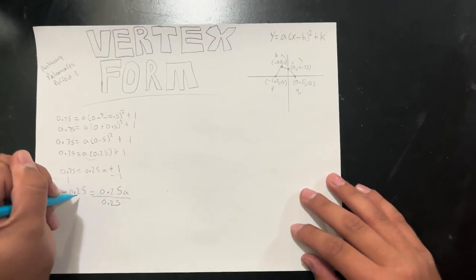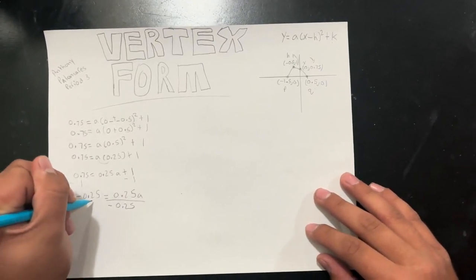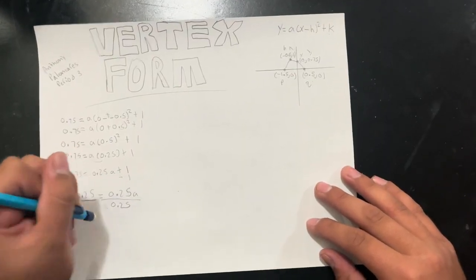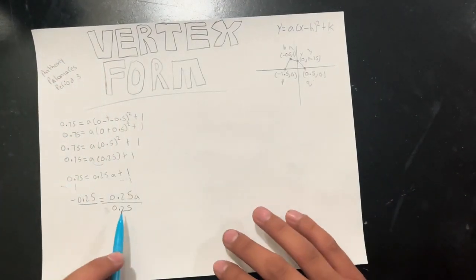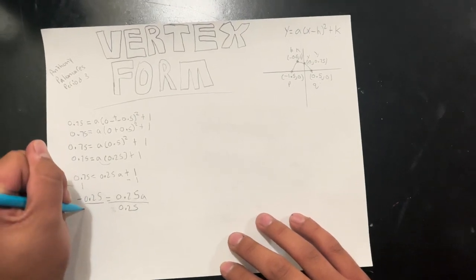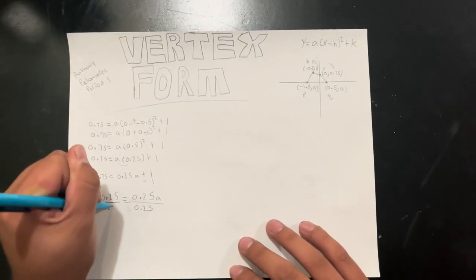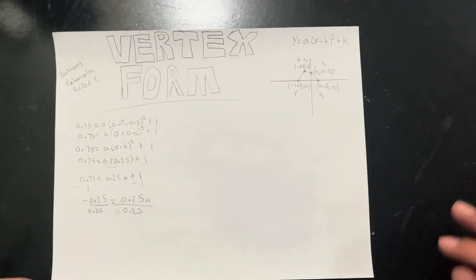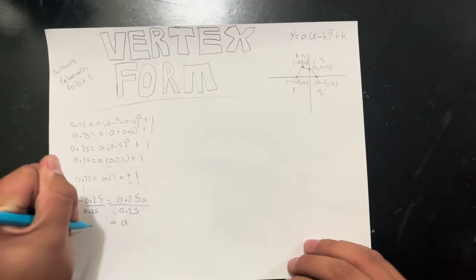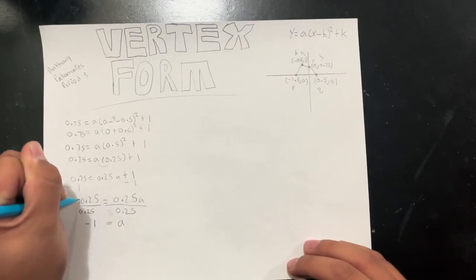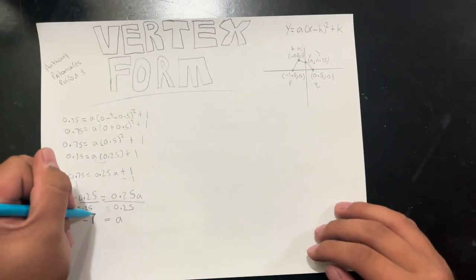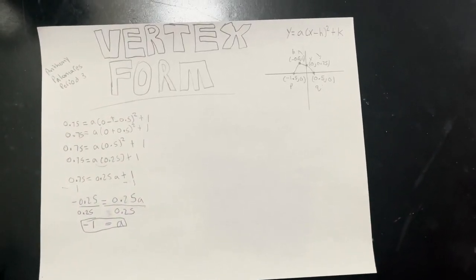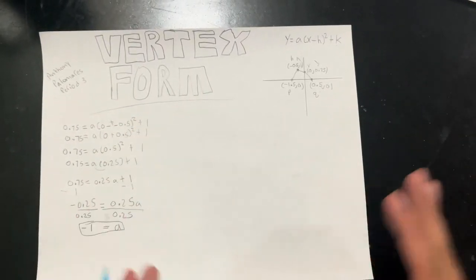So now we divide each side by 0.25. Oh, let's erase that real quick. That was a mistake. So now we divide each side by 0.25 and 0.25. And what does that give us, chat? Come on, chat, we got this. It gives us A equals negative 1, because this up here is a negative. And so now we found our A. But how do we put that into the equation? Well, let's find out.